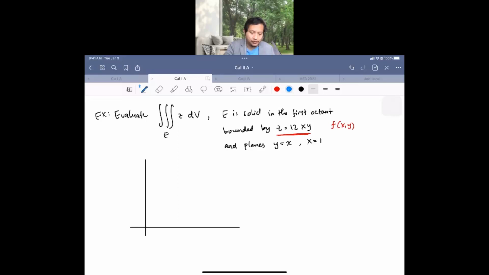So we could have y equal x as the plane, and we could project into the xy plane. Since it's a function of two variables x, y, the xy plane will become our projection. So this should be y equal x. And maybe this one is 1. So x equal 1 is here. Okay, so this will be our D.